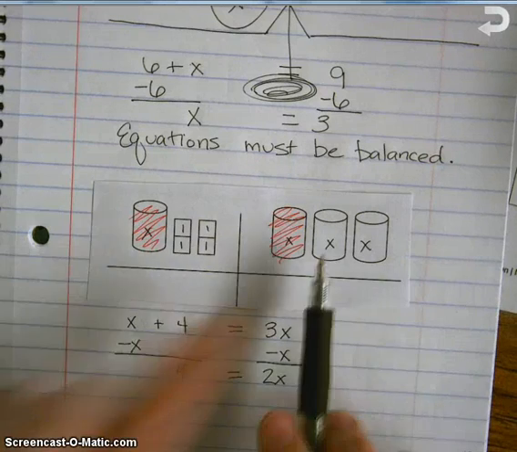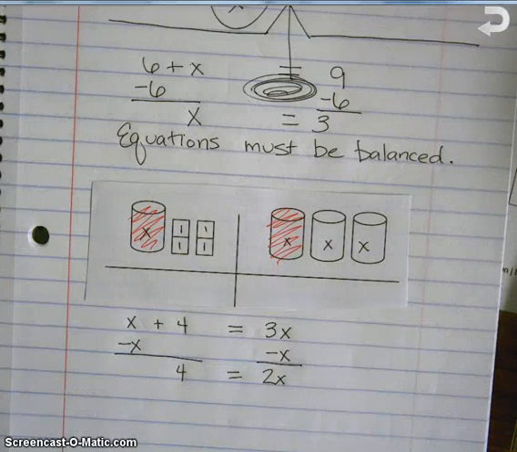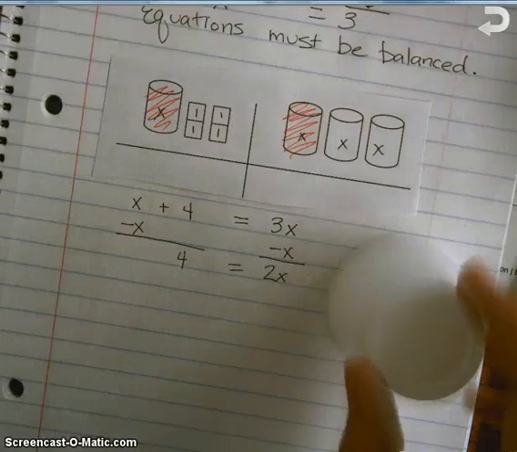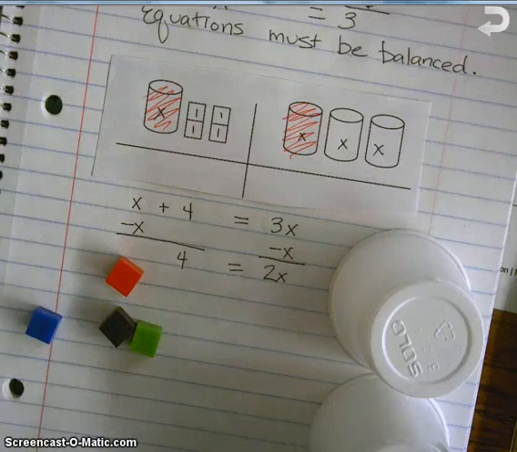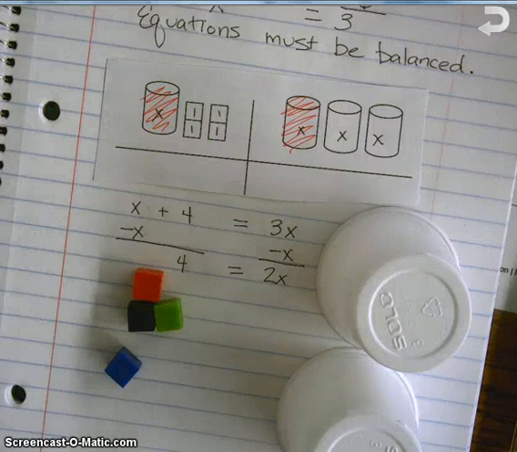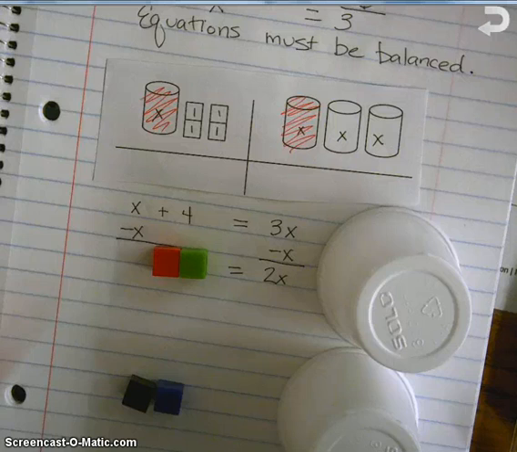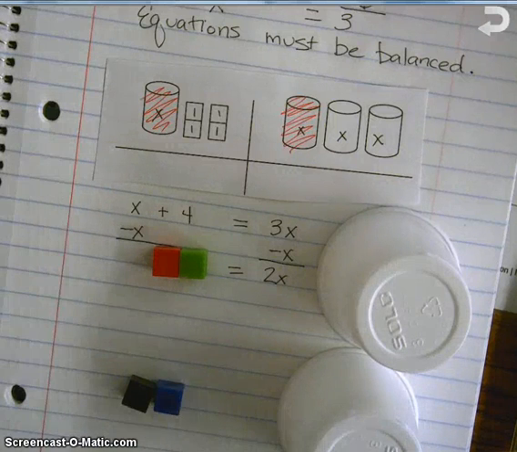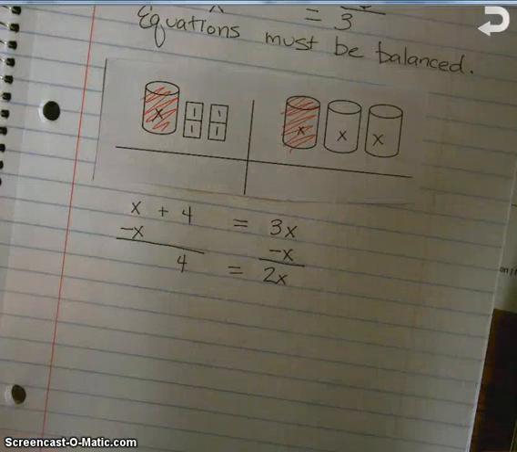Now I have two cylinders and I have 4 cubes. So what would this look like if I was to model this with cups and cubes? If I have 4 cubes and I have 2 cups, I have to know how much each cup weighs. Well, I can split my cubes so that each cup has the same number, and then I know that each cup has to weigh the same as 2 cubes. So I still know that x equals 2.